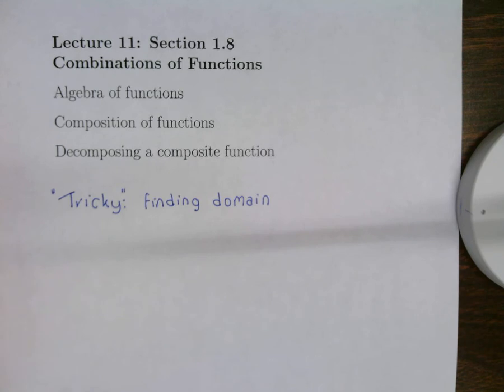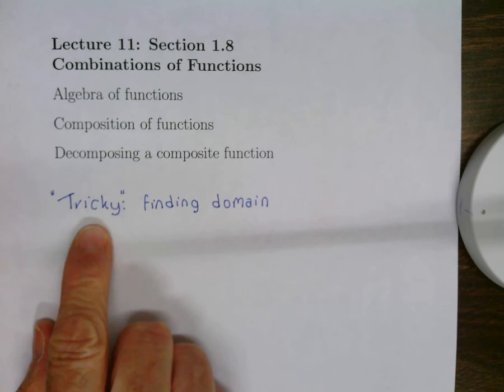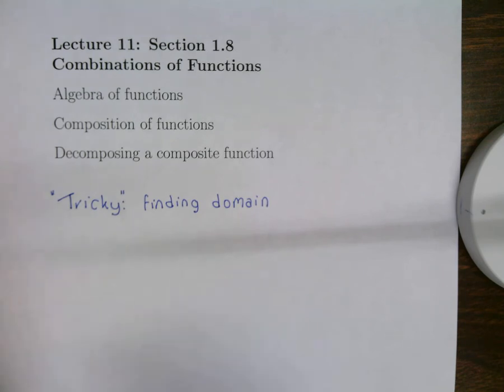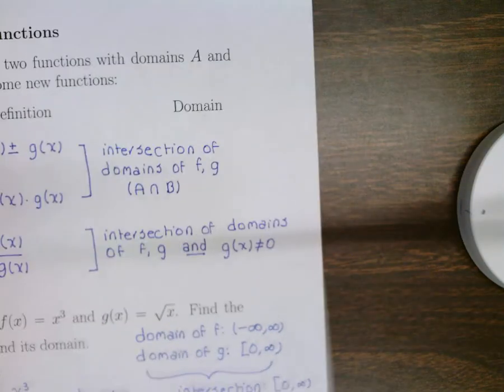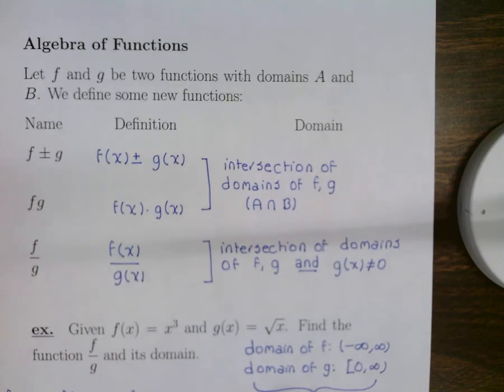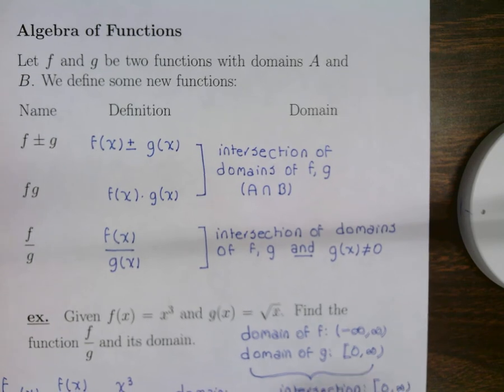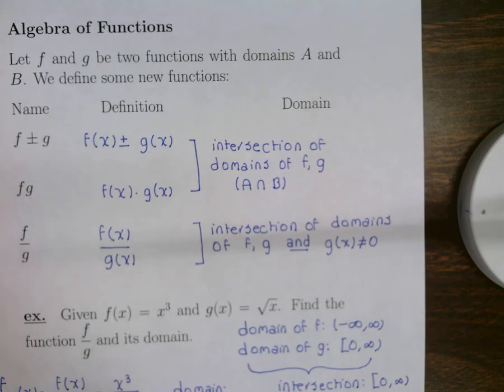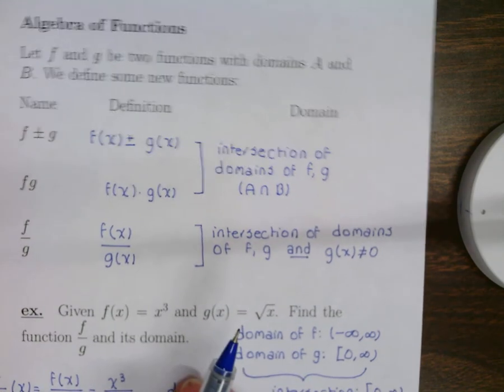And lecture 11 talks about combining functions. We had the algebraic functions, addition, subtraction, multiplication, and division, and then composition. And the tricky thing that we're going to see in all of these examples is how composition works, but also finding domain. Okay, in class we covered these functions, the algebraic functions, which are just found by combining two given functions. And of course this extends to more than just two.